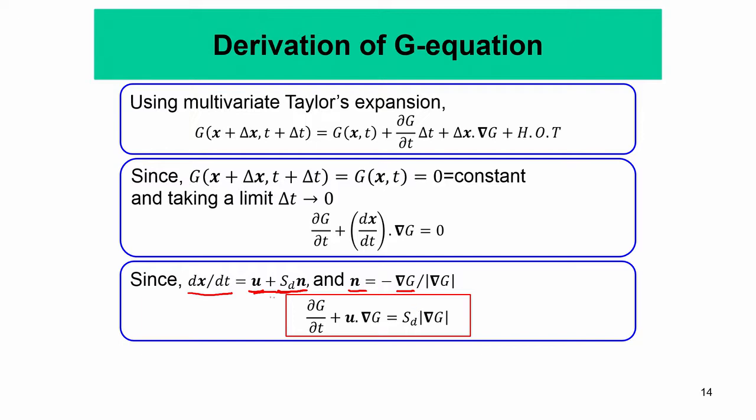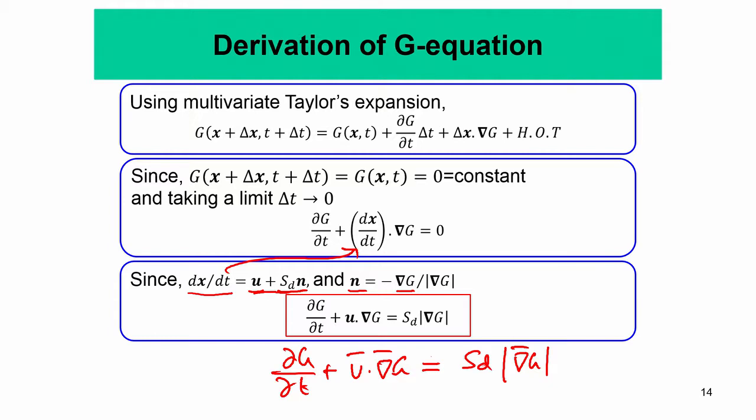So, then if we just plug this thing here, what we get is the G equation: dou g by dou t plus u vector dot grad g is equal to s_d times mod of grad g. The mod of grad g comes from this normal actually. So, this is the G equation, alright.